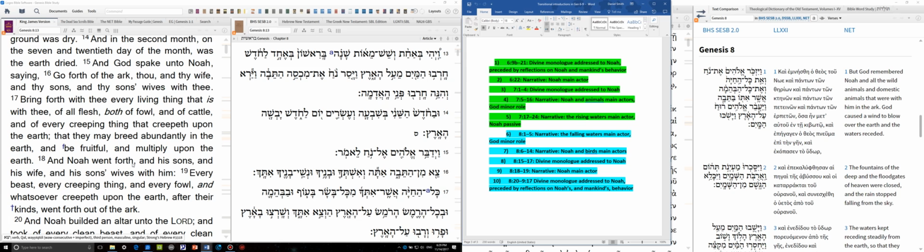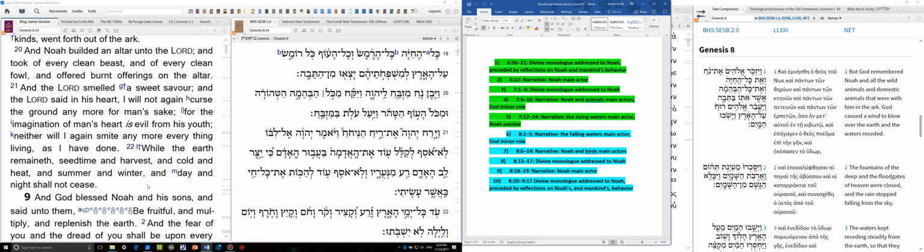So it says in verse 18, And Noah went forth, and his sons, and his wife, and his sons' wives with him, every beast, every creeping thing, every fowl, and whatsoever creepeth upon the earth. So I guess Bigfoot was there too. After their kinds went forth out of the ark. Right?